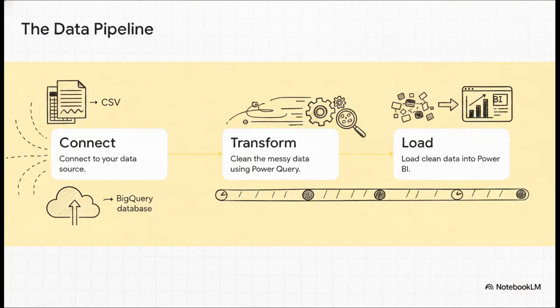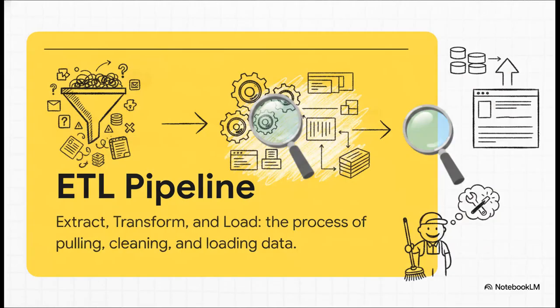Getting our data ready requires a very precise pipeline. Whether you're dealing with a CSV file containing 500,000 job postings from 2024, or connecting directly to a massive cloud database with 3.6 million rows, the steps are always the same. You connect to the source, you transform or clean the data, and finally, you load it into your Power BI model. This specific pipeline is universally known in the industry as ETL, extract, transform, and load.